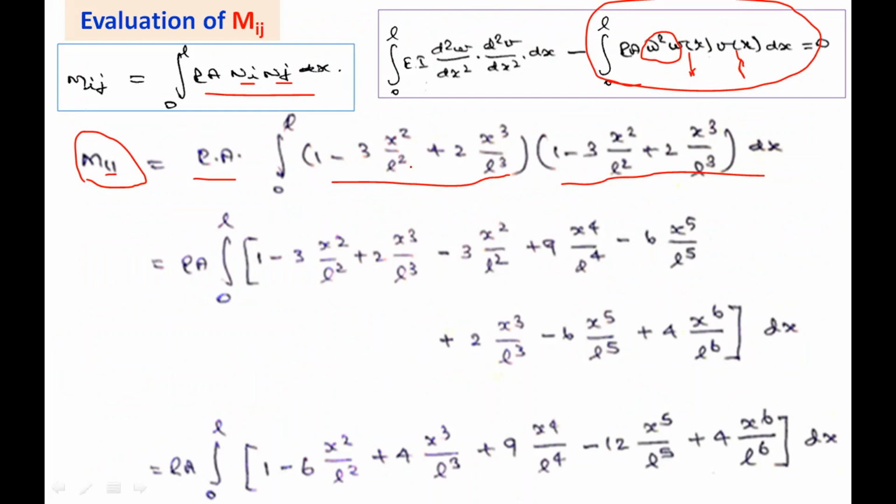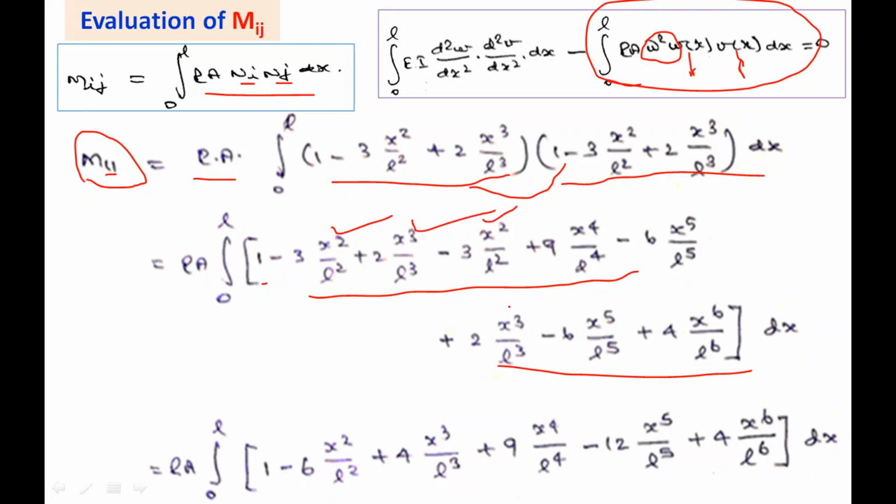n1 is 1 minus 3 x square by L square plus 2 x cube by L cube. So there are 3 terms inside the bracket. When you multiply these two, we will get 9 terms. So you have to write these 9 terms correctly. Then you add the similar terms, the x square terms and x cube terms, right?